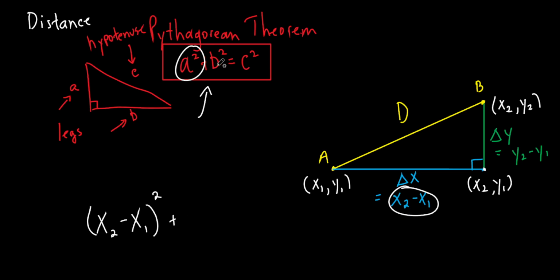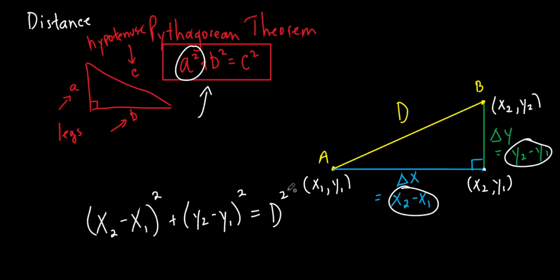Plus, what? B squared. What's the b? It's not squared. It's just y2 minus y1. So it's y2 minus y1. And what am I going to do with that? Now I'm going to square that. What's that equal to? In this case, I made the c in the Pythagorean theorem, I made it d. Why did I make it d? D for distance, right. So I'm going to put d squared. That basically right there is the distance formula.